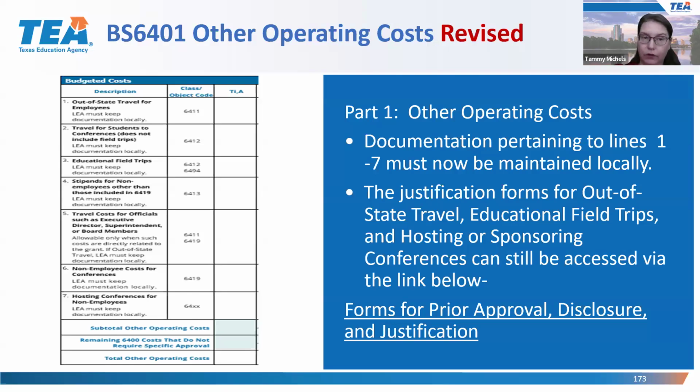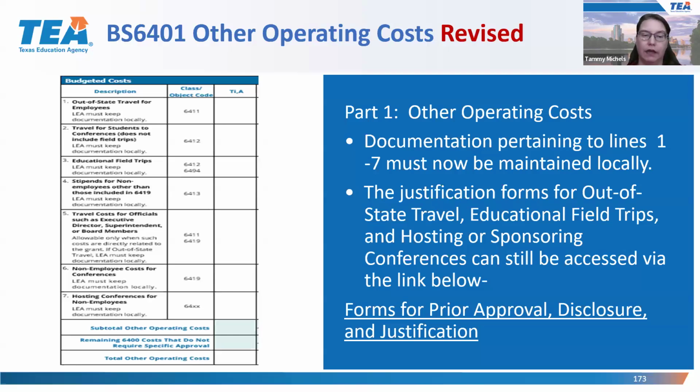There are justification forms available for out-of-state travel, educational field trips, and travel costs for officials. And you can find those forms in the link here, forms for prior approval, disclosure, and justification. Remember, you don't have to submit these forms as you did in the past. Just complete the forms and store them appropriately. Again, forms maintained locally must be provided to auditors and monitors upon request.